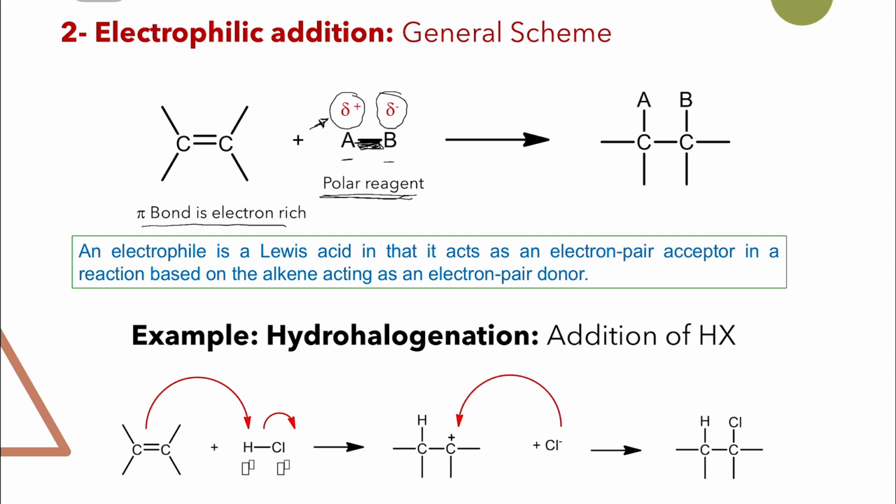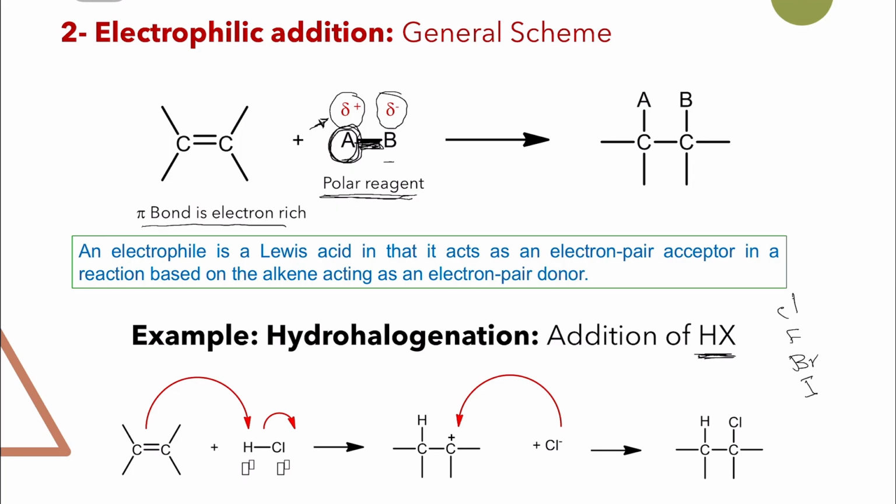So A, because it has a partial positive charge, is electron deficient, so it will act as an electrophile. Let's see an example to understand more how this reaction proceeds. An example is the hydrohalogenation of the double bond of alkenes. Hydrohalogenation means addition of HX, where X is a halogen, like chloride, fluoride, bromide, or iodide.